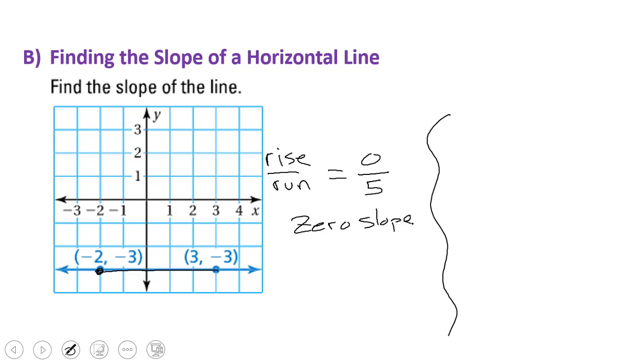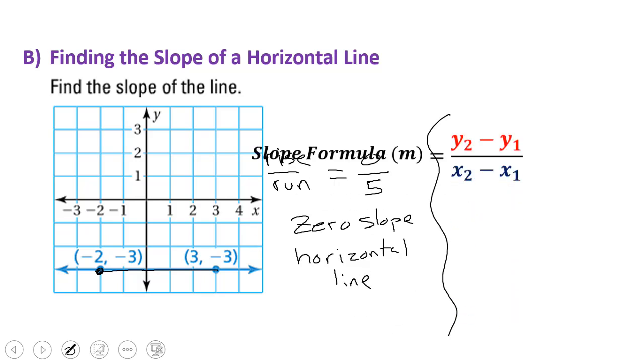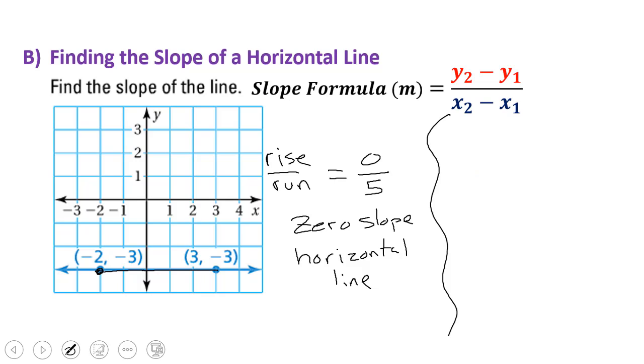And we learned that 0 slope means we take a look at that line. It is a horizontal line. Well, let's take a look at it another way we learned about slope, and that is the slope formula, where we take y2 minus y1 over x2 minus x1.